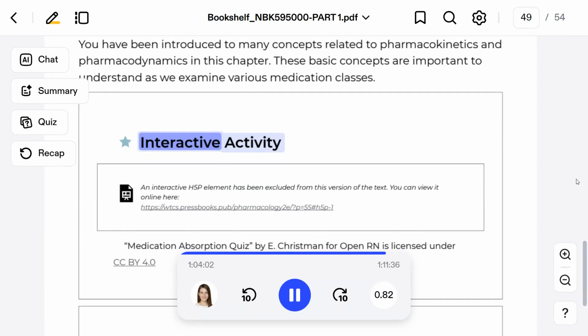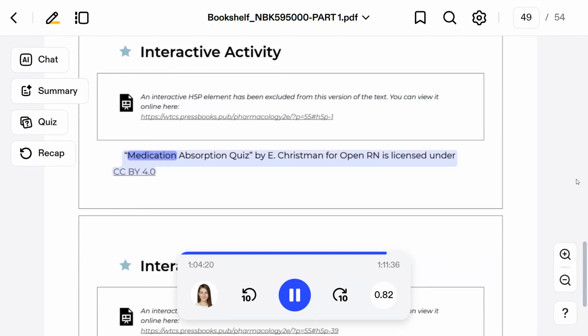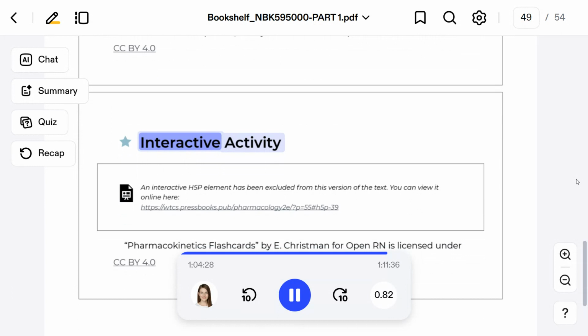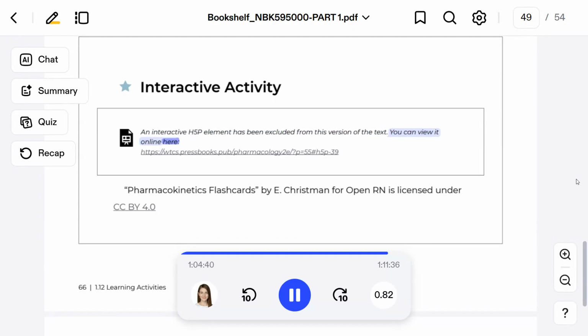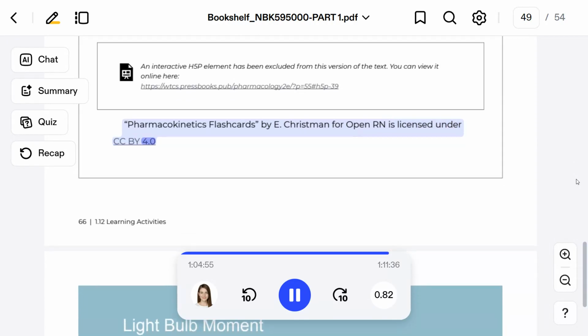Interactive activity. An interactive H5P element has been excluded from this version of the text. You can view it online here. Medication absorption quiz by E. Christman for OpenRN is licensed under CC BY 4.0. Interactive activity. An interactive H5P element has been excluded from this version of the text. You can view it online here. Pharmacokinetics flashcards by E. Christman for OpenRN is licensed under CC BY 4.0.